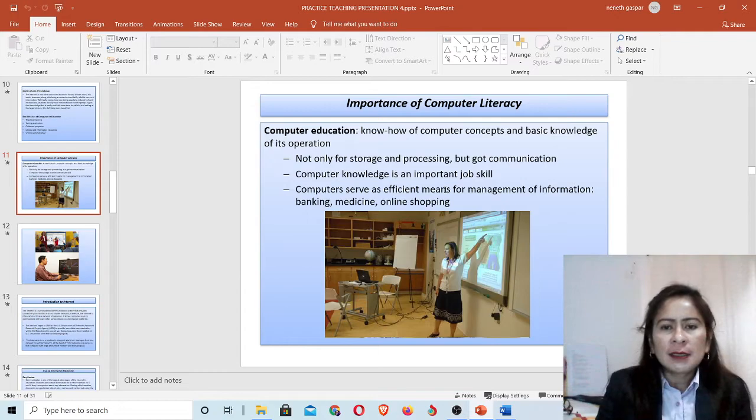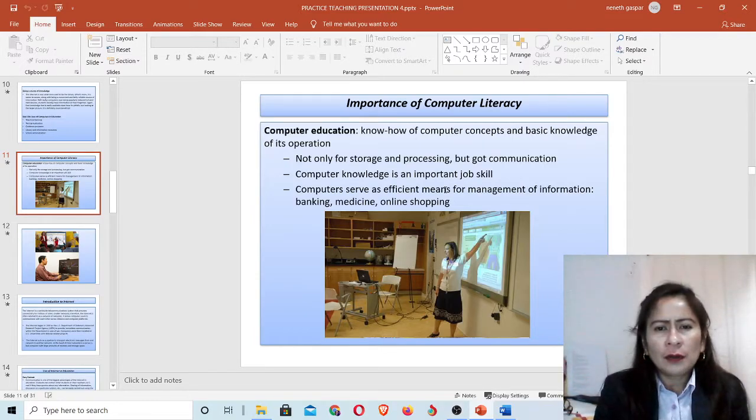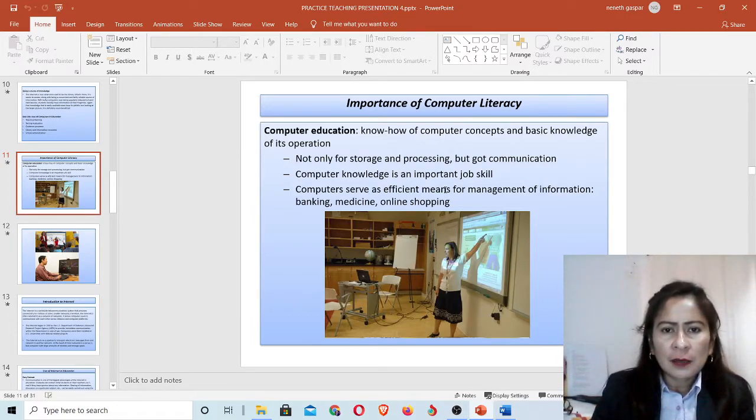Importance of computer literacy. What is the importance of computer literacy? Computer education: know-how of computer concepts and basic knowledge of its operation, not only for storage and processing, but also for communication. Computer knowledge is an important job skill. Computers serve as efficient means for management of information, banking, online medicine, and shopping. This is the importance of computer literacy.